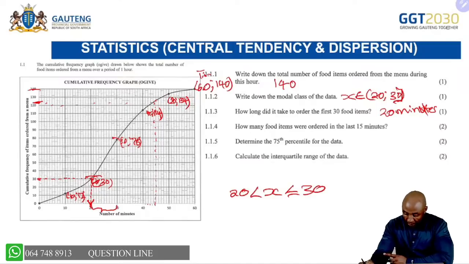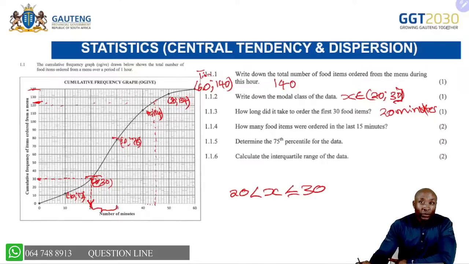We move on to the next one. The 75th percentile for the data. For the 75th percentile, we have our cumulative frequency as 140. So how do we get percentiles? Percentile means percent. So you want to find 75 over 100 of 140.